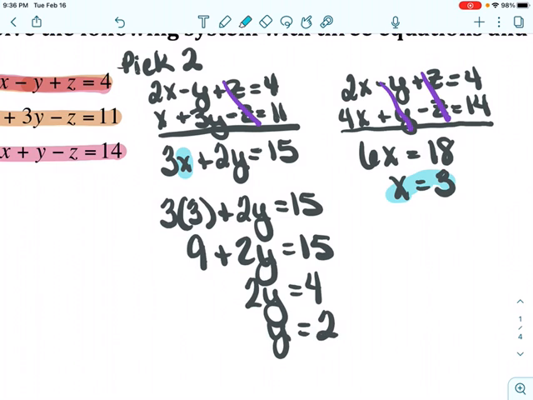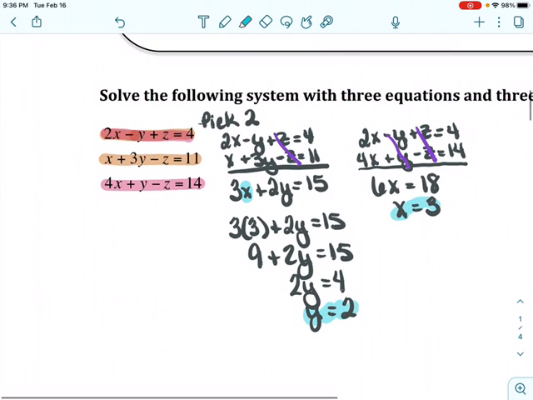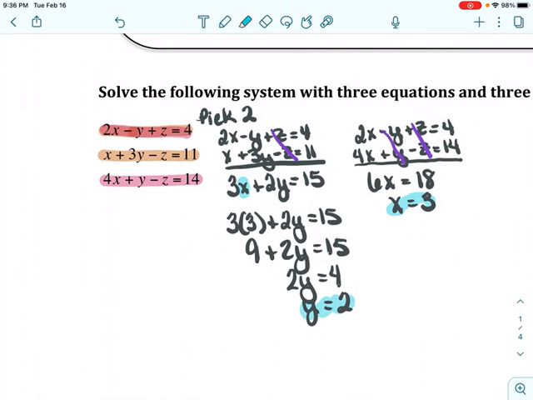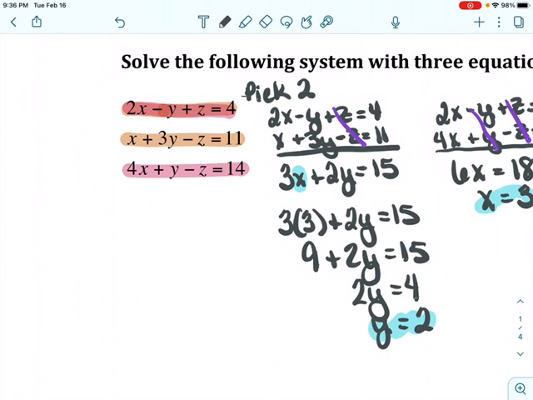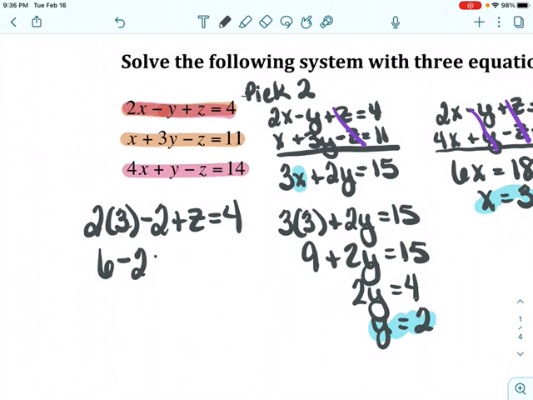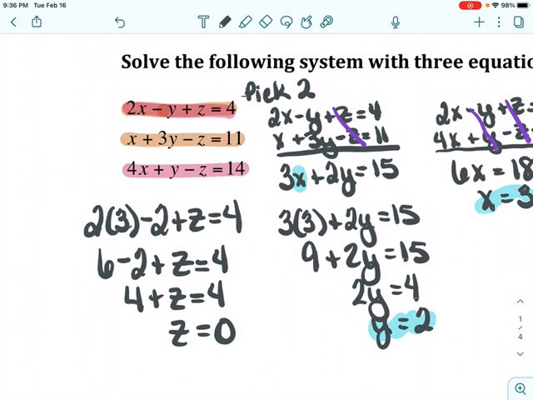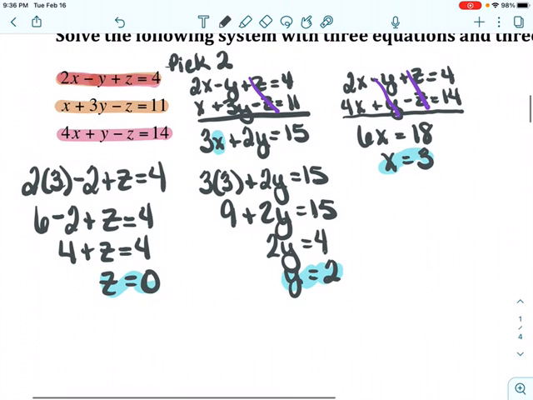Okay, so now I have an answer for y, and I have an answer for x. So our only thing that we have to find yet is what is z. Okay, so I'm going to pick one of the 3. It doesn't matter. I'm going to just pick the first one, put in x and y, and solve for z. Zero is a legit answer, guys, by the way. So there's my ordered triple: 3, 2, 0.